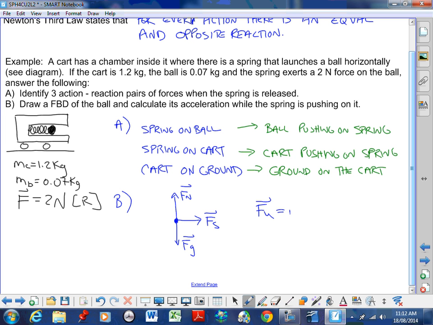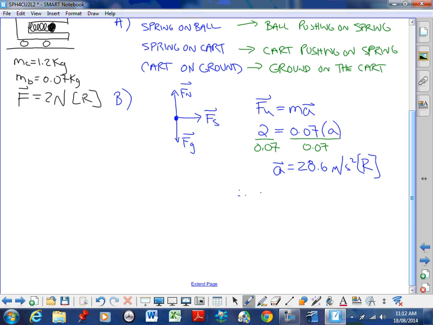So F_unbalanced = ma is what we're looking at. We know the spring is pushing with 2 newtons of force. We know the mass of the ball is 0.07, times acceleration. And divide 0.07 on both sides. So that ball will exit the chamber at 2 divided by 0.07, which is 28.6 meters per second squared to the right.